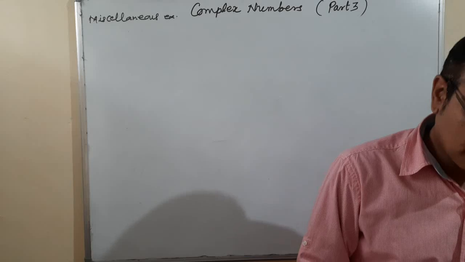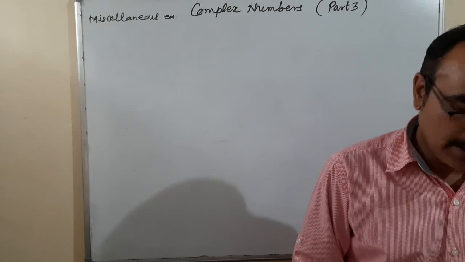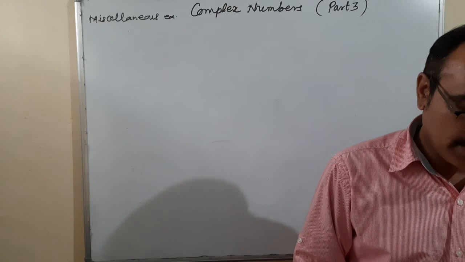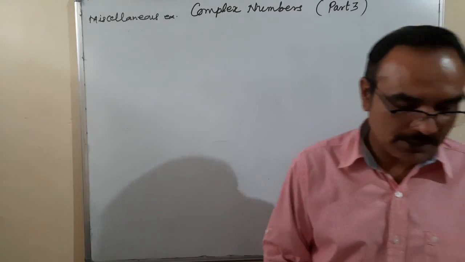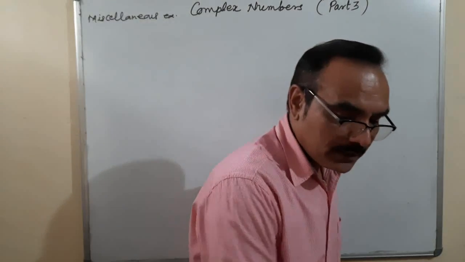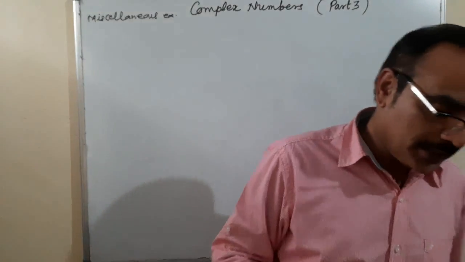Question number 19. If (a minus ib)(c minus id)(e minus if)(g minus ih) is equal to a plus ib, then show that (a square plus b square)(c square plus d square) and so on. Okay. No, this is question number 19.